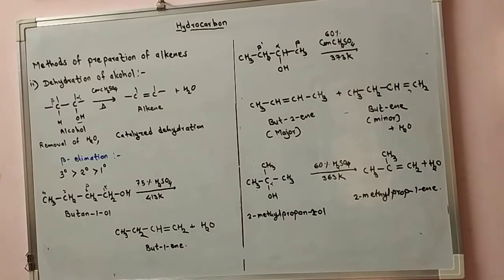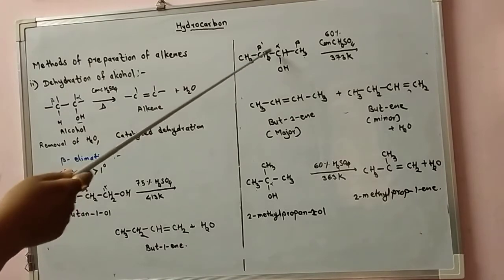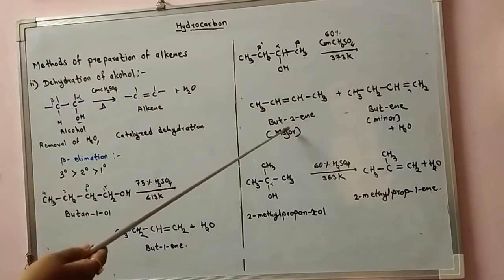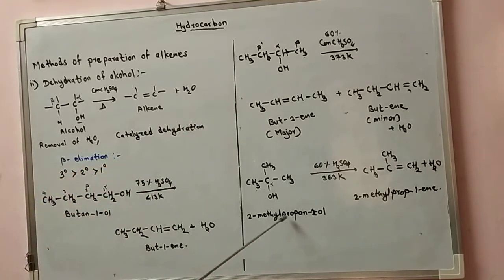Dehydration of alcohol, acid catalyzed dehydration. This is the reactivity order. Tertiary is more reactive than secondary than primary, and conversion of primary alcohol, that is butane 1-ol, to but 1-ene, using 75% sulfuric acid and 413 Kelvin temperature. This is butane 2-ol. Butane 2-ol gets converted to but 2-ene as a major product, using 60% sulfuric acid and 373 Kelvin temperature. 2-methyl propane 2-ol gets converted to 2-methyl prop 1-ene, this alkene, by using 60% sulfuric acid and 363 Kelvin temperature.